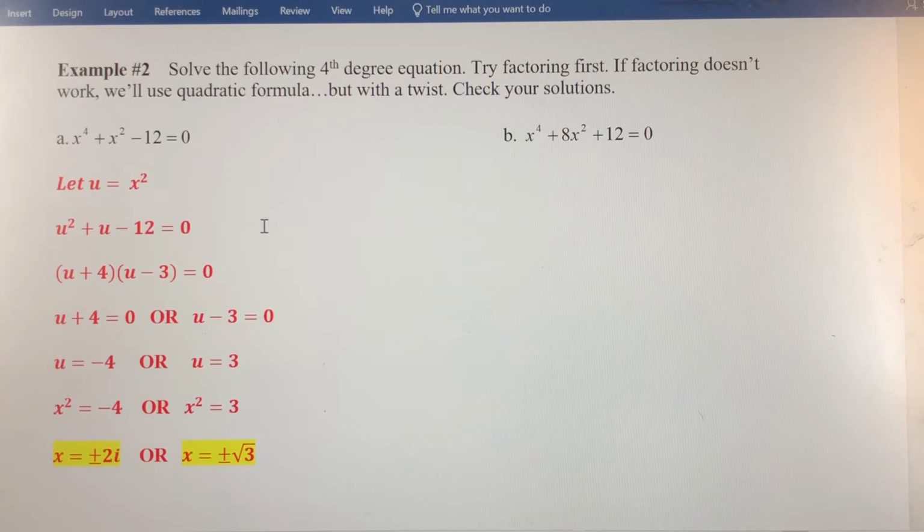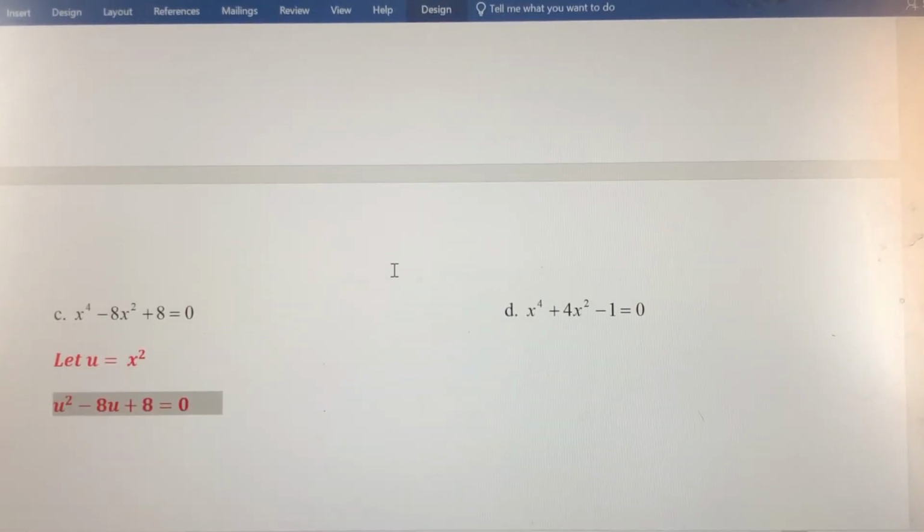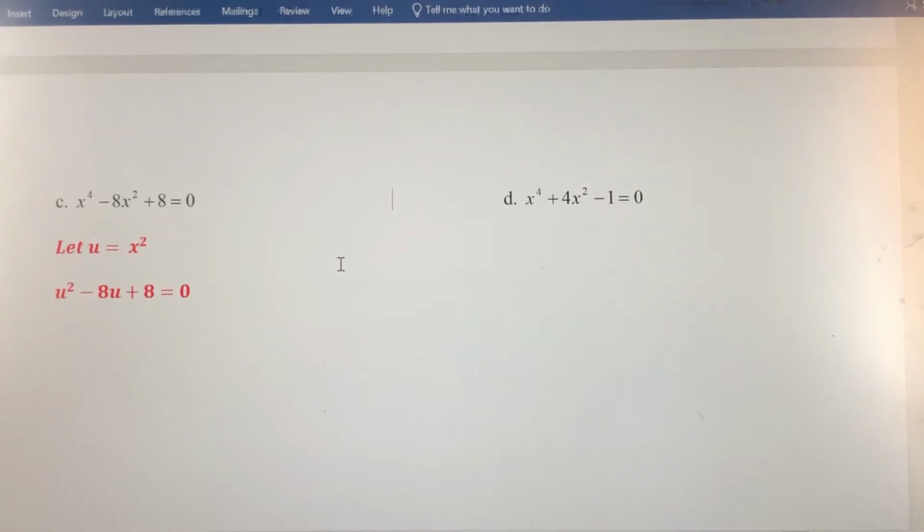Now in this one we could factor. In B you can factor also. I'm not going to do this example in the video here because I want to save some time. So let's move on down to C. Now once I let u equal x squared and I replace everything here, I get u squared minus 8u plus 8. So this one can't be factored. Okay, so I'm going to be forced to use the quadratic formula here in a second, okay?